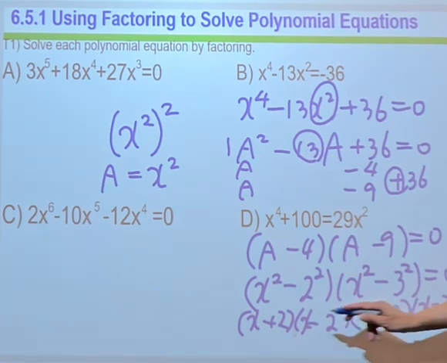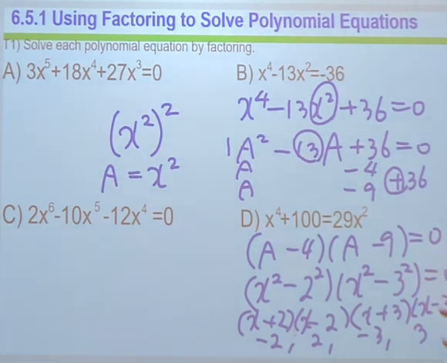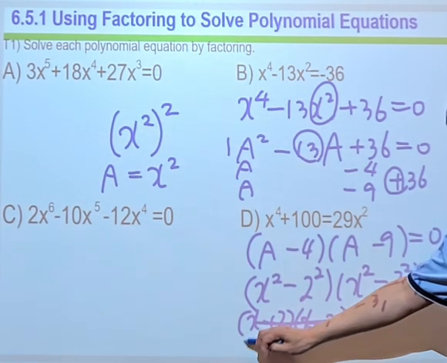So the final answer: x equals minus 2, 2, minus 3, and 3. Each one appears just one time, so you don't need to write anything. So this is the final answer.